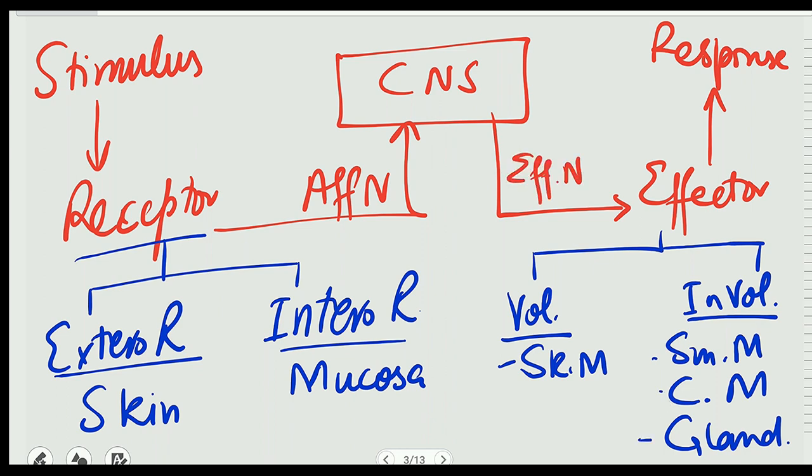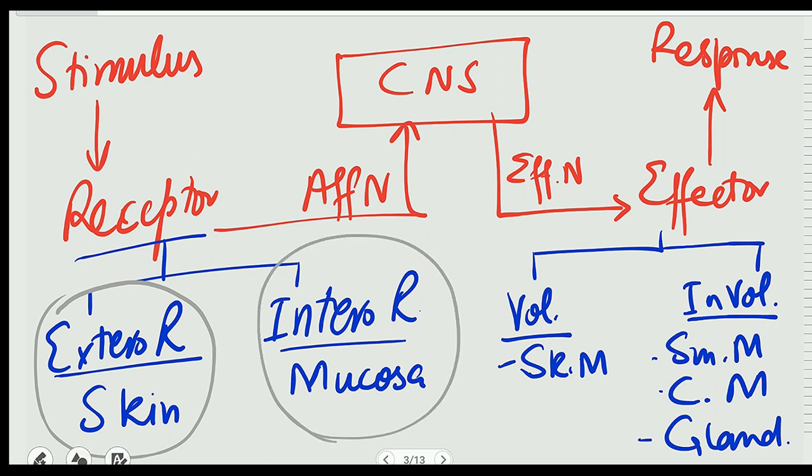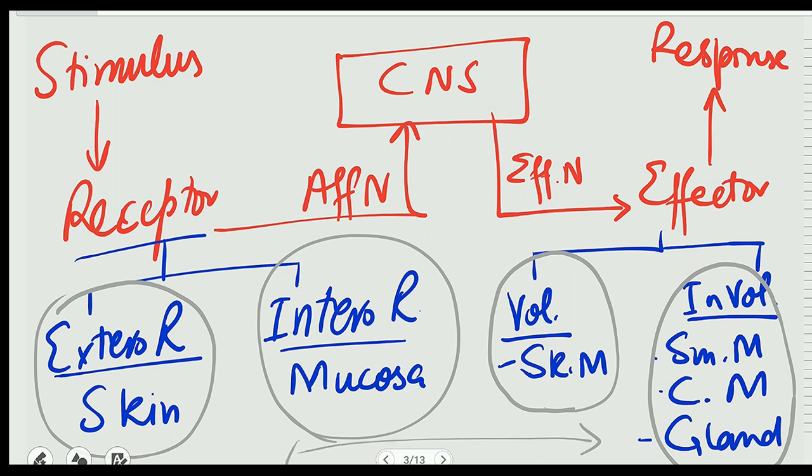This is very important, so I will repeat that receptors have two categories. One is the exterior receptors, which are in our awareness, and the other is the interior receptors from the viscera, which are not in our awareness. Likewise, in the effectors, we have two categories: voluntary effectors, where the response is in our consciousness, and involuntary effectors, smooth muscle, cardiac muscle, and gland, where the response is not in our control or consciousness. I'll use these four categories when I talk about the spinal cord components, so remember these four categories.